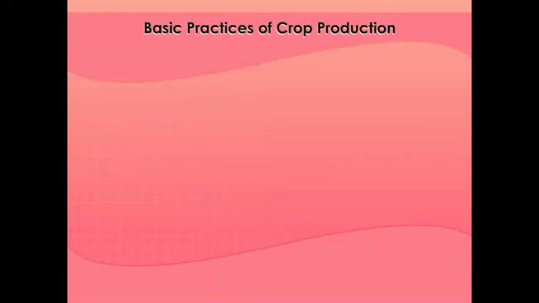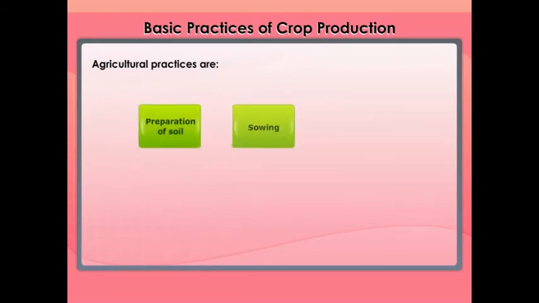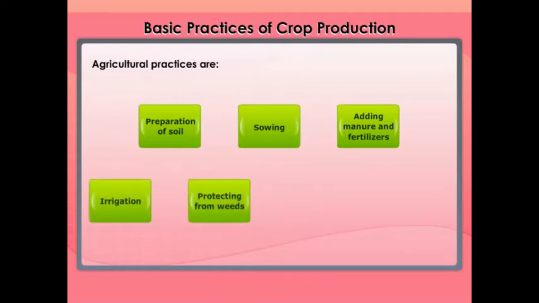Basic practices of crop production. The cultivation of crops involves several activities undertaken by the farmers over a period of time. These activities or tasks are referred to as agricultural practices. These activities are preparation of soil, sowing, adding manure and fertilizers, irrigation, protecting from weeds, harvesting and storage.